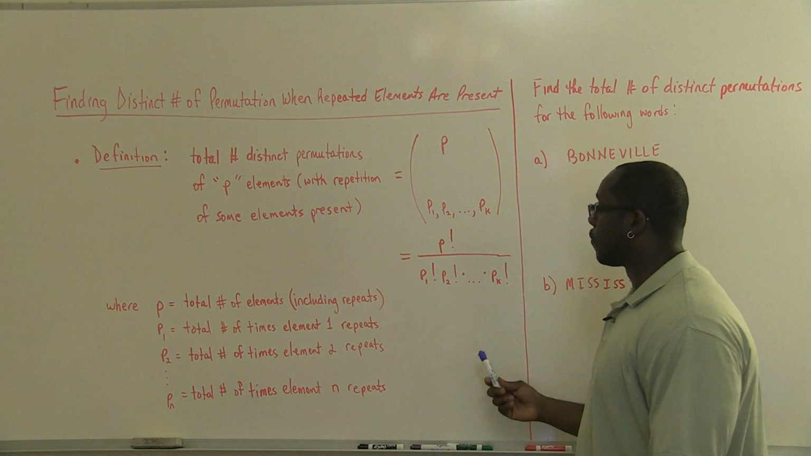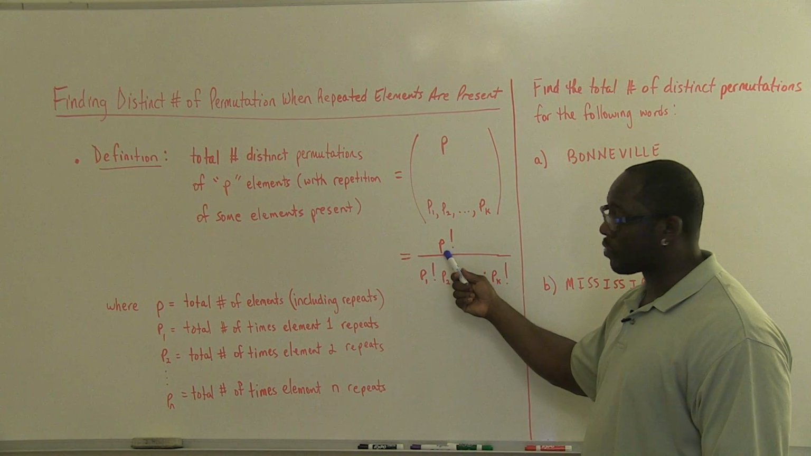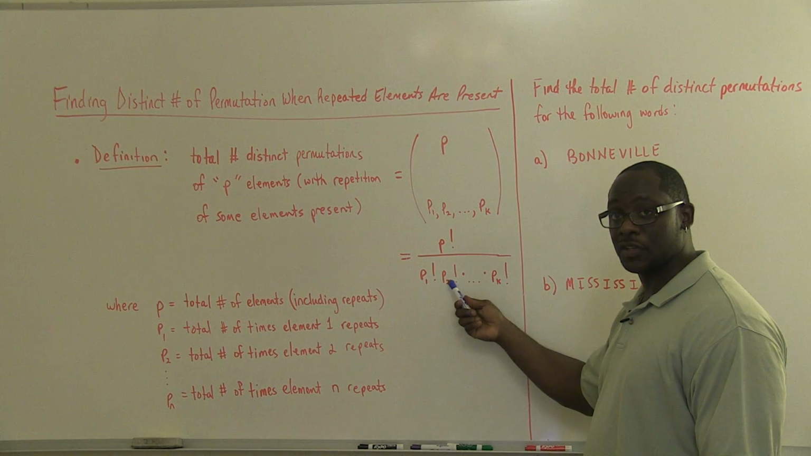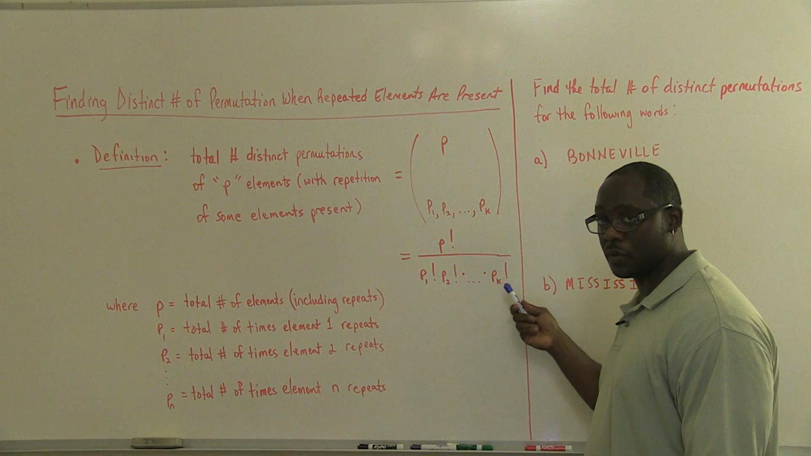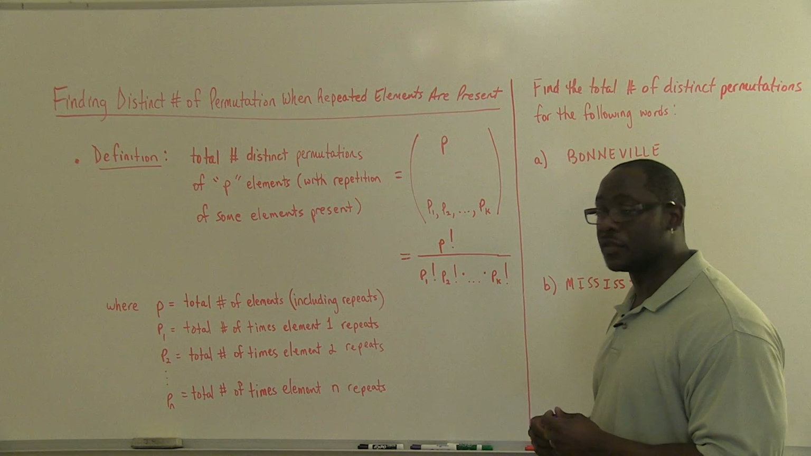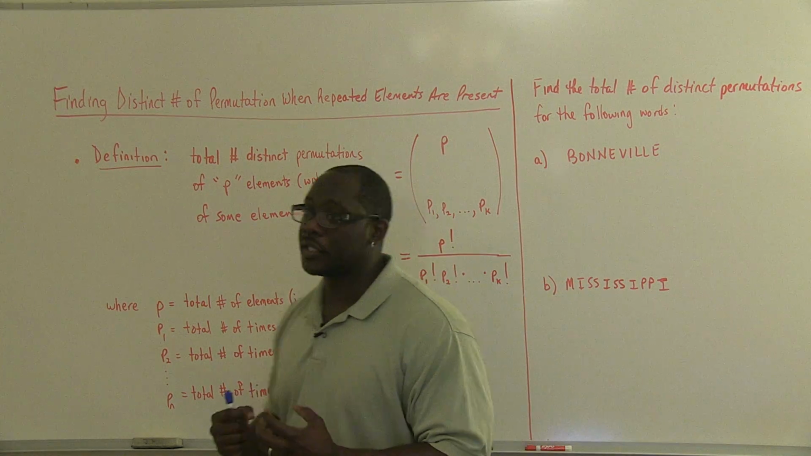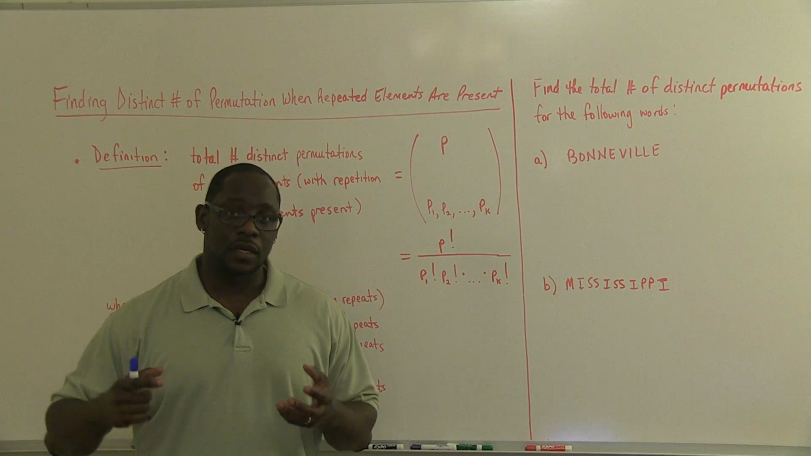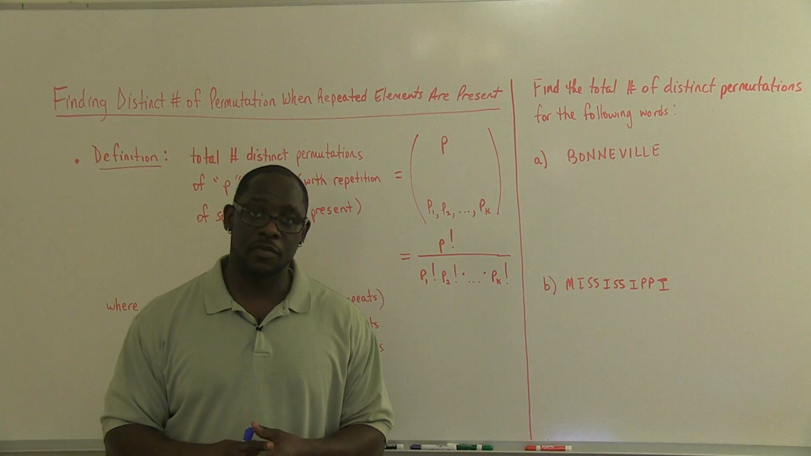Our formula, which comprises p factorial divided by p sub 1 factorial times p sub 2 factorial all the way to p sub k factorial, is basically saying this: we want to take out all the repetition in a possible number of permutations.